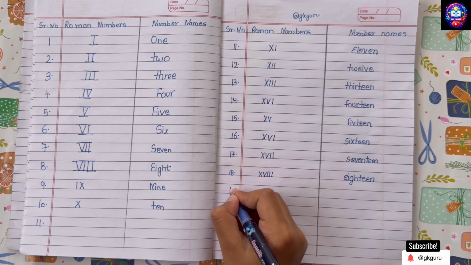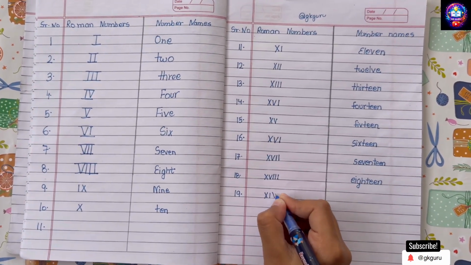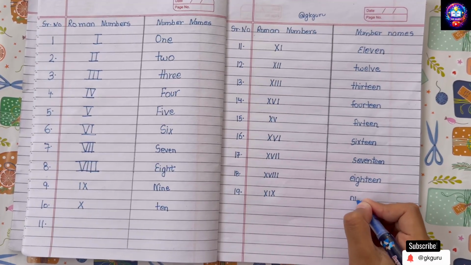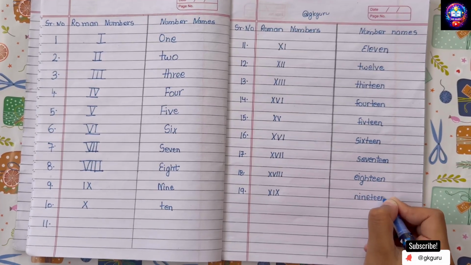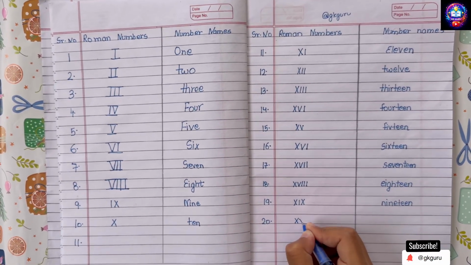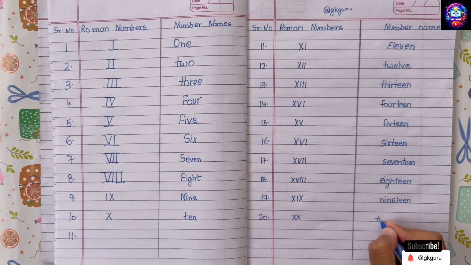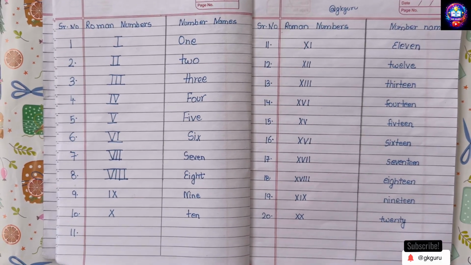Serial number 19. Roman numbers 19. Number names N-I-N-E-T-E-E-N. 20 in serial numbers. Roman numbers 20. Number names T-W-E-N-T-Y.